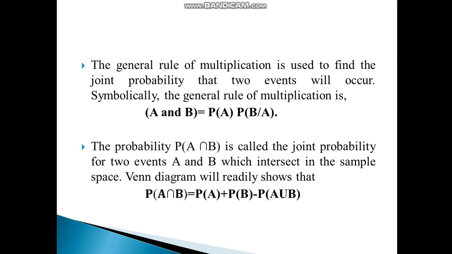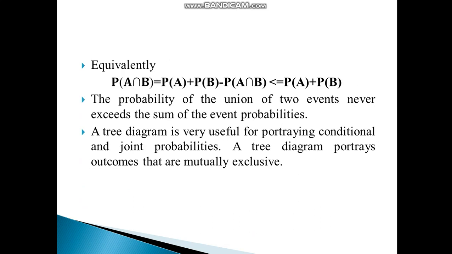The probability P of A and B is called the joint probability for two events A and B which intersect in the sample space. The Venn diagram shows that P of A or B equals P of A plus P of B minus P of A and B. Equivalently, P of A and B equals P of A plus P of B minus P of A or B. It is less than or equal to P of A plus P of B. The probability of the union of two events never exceeds the sum of the event probabilities. The tree diagram is very useful for portraying the conditional and joint probabilities.